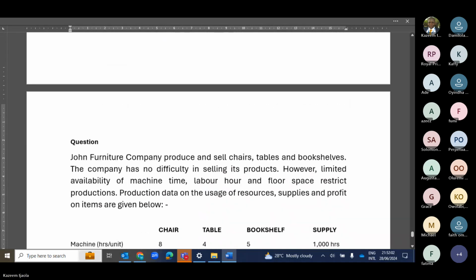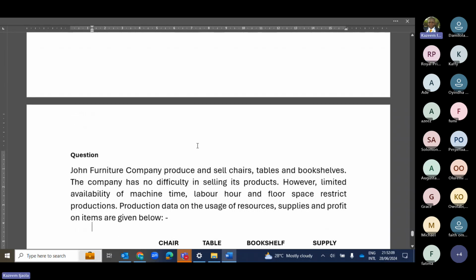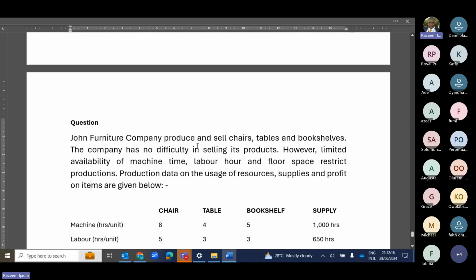So I'm going to read now. John Furniture, that's the name of the company. John Furniture Company produces and sells chairs, tables, and bookshelves. The company has no difficulties in selling its products. However, limited availability of machine time, labor hours, and floor space restricts production. Production data on the usage of resources, supplies, and profit on items are given below.